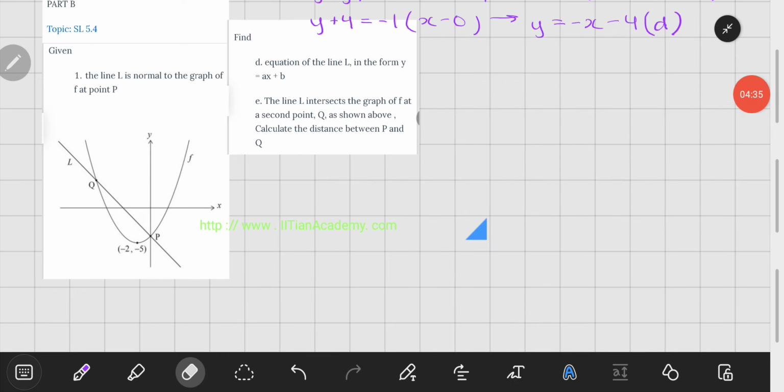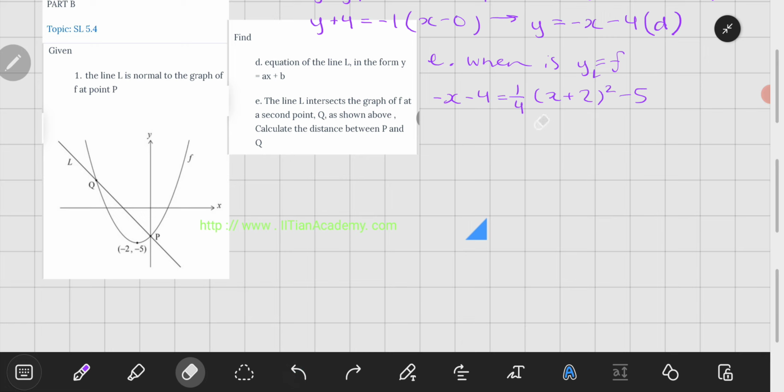Now for our question E, it says that the line L intersects the graph of f at a second point Q, as shown in the picture. Now calculate the distance between P and Q. So first off, we don't actually have the point Q. So what we want to do is find the situation where the two equations are equal to one another. So we're saying, when is the equation y, which is the equation of our line L, equal to the equation of our parabola f?